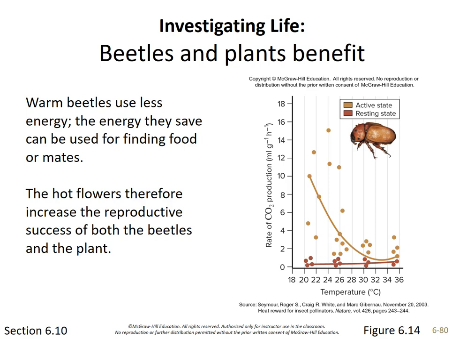Warm beetles use less energy. The energy they save can be used for finding food or mates. The hot flowers therefore increase the reproductive success of the beetles and the plant.